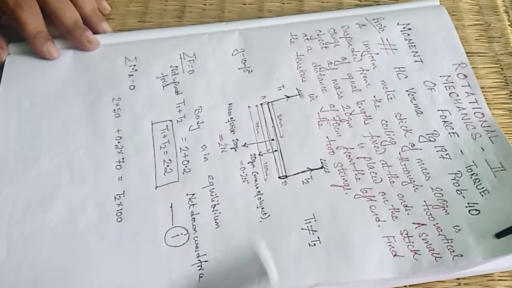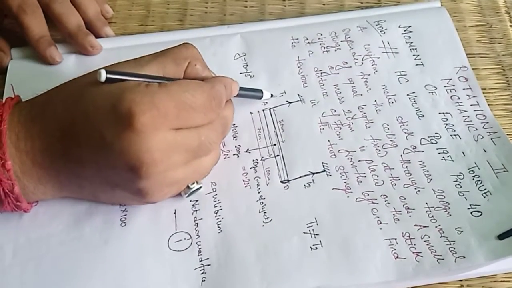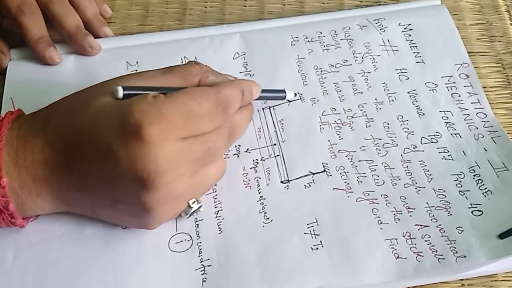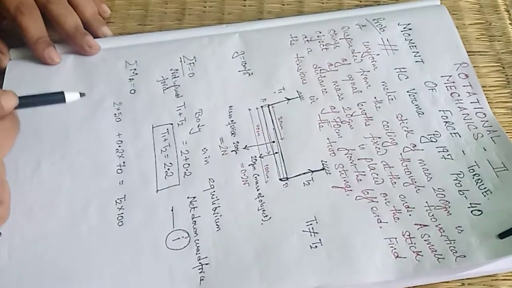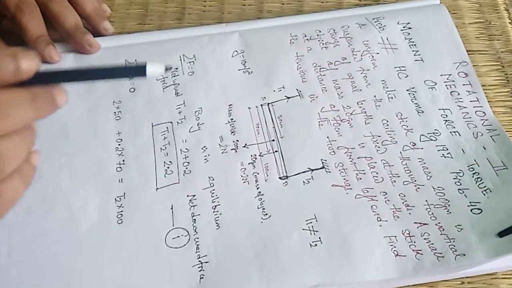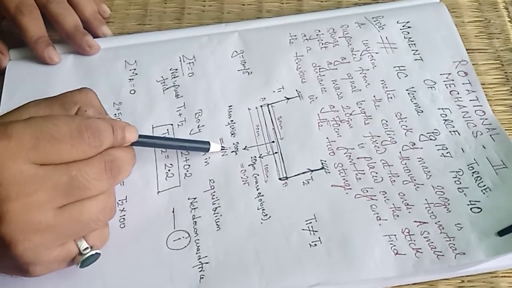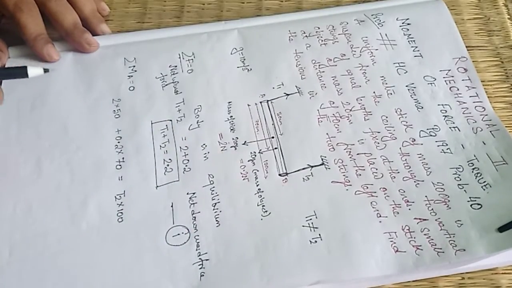We have not taken this T1 force into consideration in the moment equation, because T1 is itself passing through the end A, so the torque of this force about end A is 0. So the forces that make up the moment equation are the weight of the stick, the weight of the object, and the tension T2.